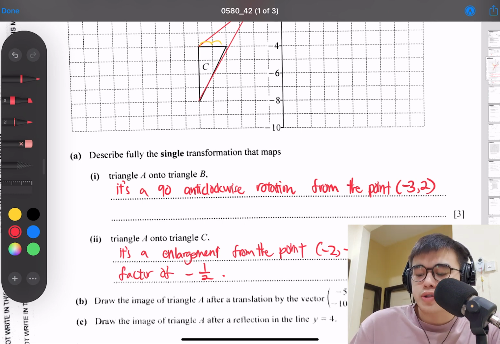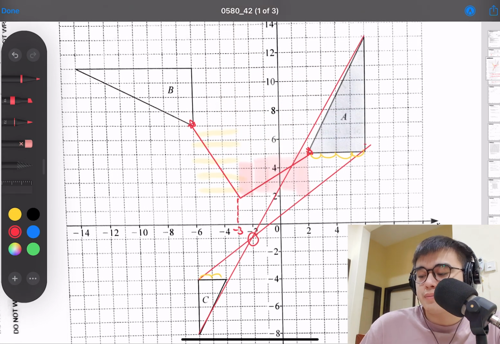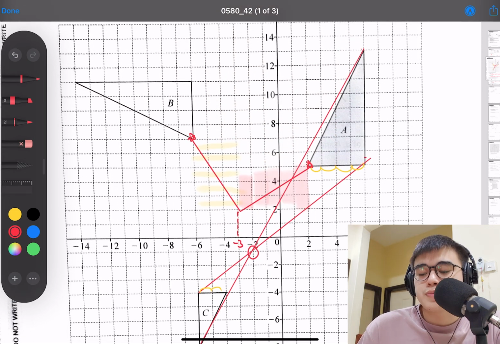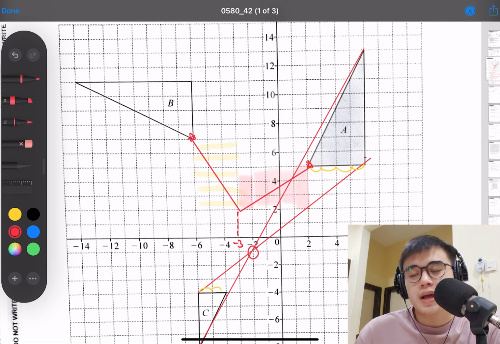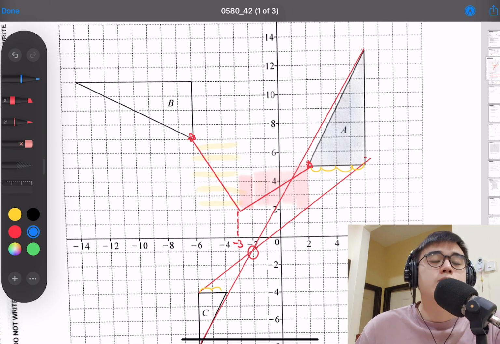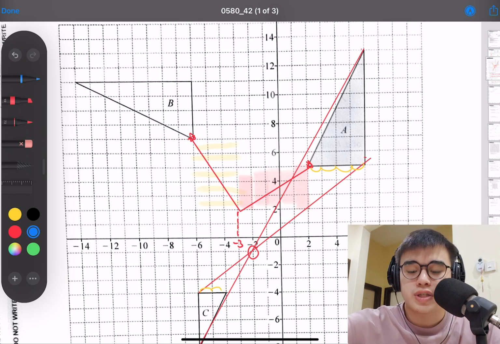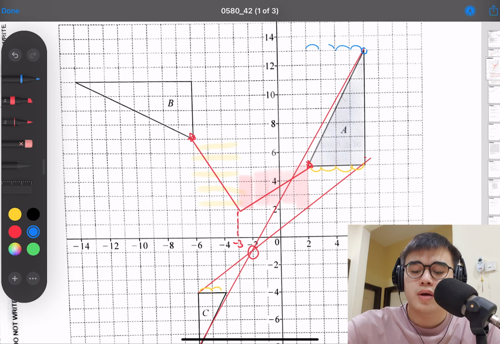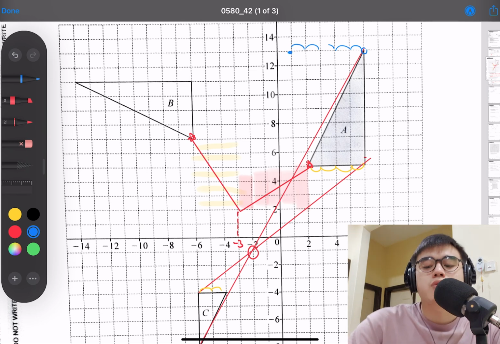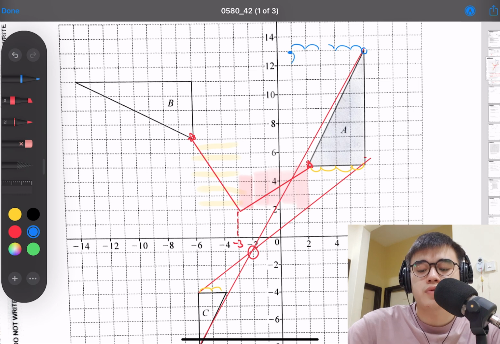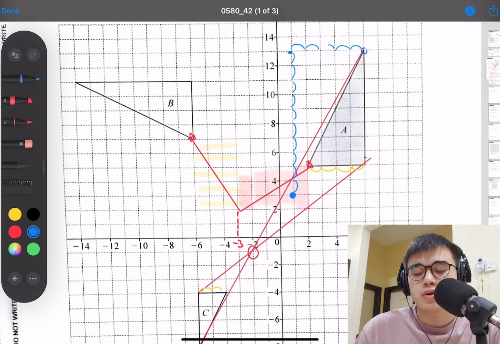Next part, they want you to draw the triangle A after the translation of -5, -10. So -5, -10 here basically tells you that everything is shifted to the left hand side by 5 steps, and downwards by 10 steps. So imagine this, I took this as the example, 1, 2, 3, 4, 5. Okay, and the movement is somewhere around here, then it goes down by 10 steps. 1, 2, 3, 4, 5, 6, 7, 8, 9, 10. So it's somewhere around this as your first image.